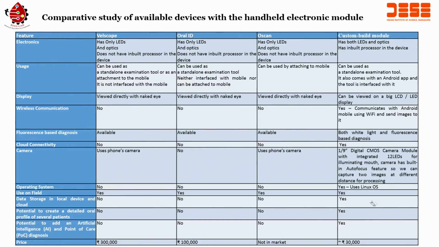Now as far as our literature survey goes, there is about 300,000, which is 3 lakh rupees, and 1 lakh rupee. We do not have any value for this, so we are assuming that it is not in the market, whereas our cost estimation is only 30,000, right. So there is an advantage over Wellscope, Oral ID and OSCAN. Wellscope is about 3 lakh, Oral ID is about 1 lakh. We do not have the value for this, but for our system it is about 30,000 rupees. That is what I talked about.